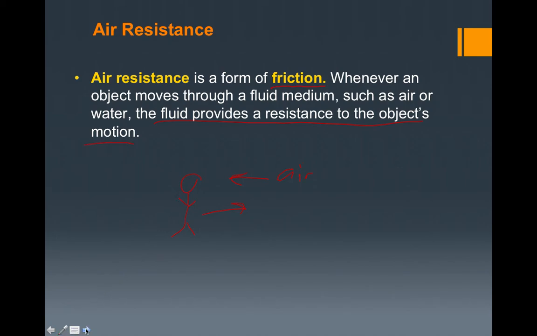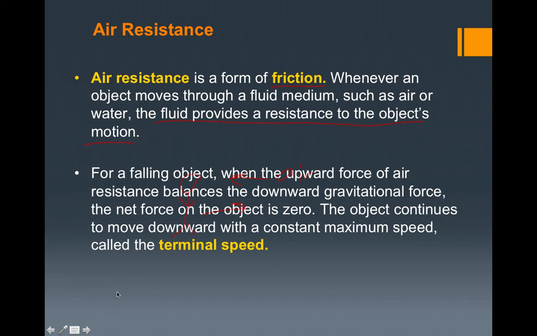And so as we talk about falling objects, you have a situation where the upward force of air resistance, I apologize for my writing in the middle, is equal to my downward force due to gravity. The net force is going to be 0, which means this object will no longer speed up. At this point, you have reached what is called terminal speed or terminal velocity for falling objects.